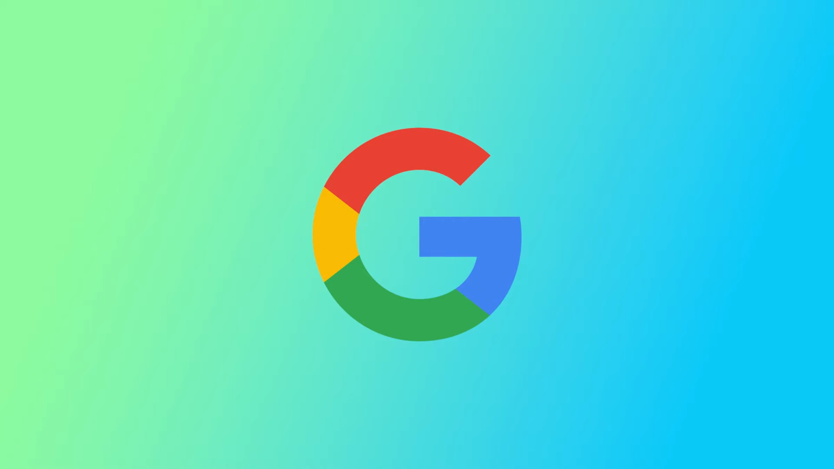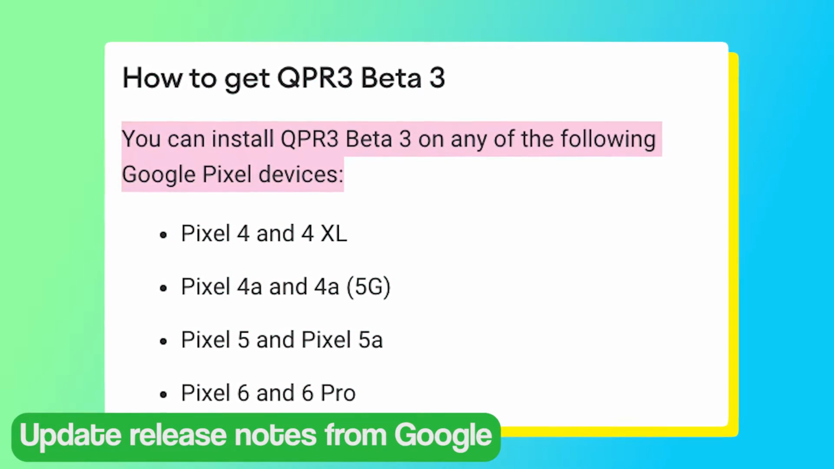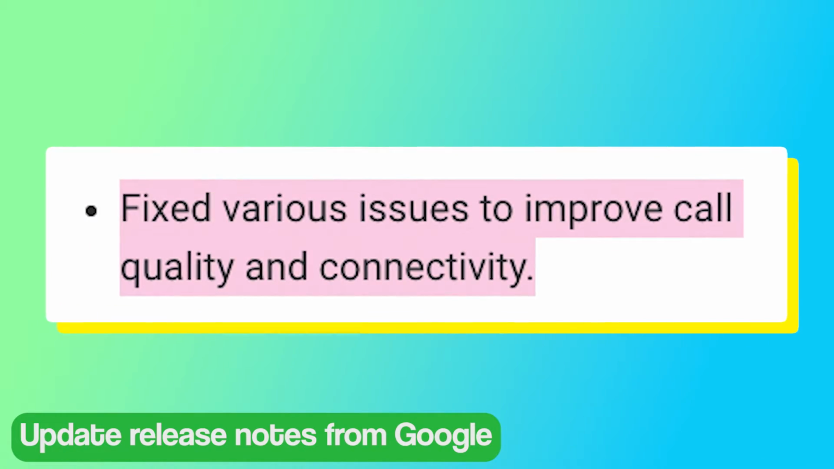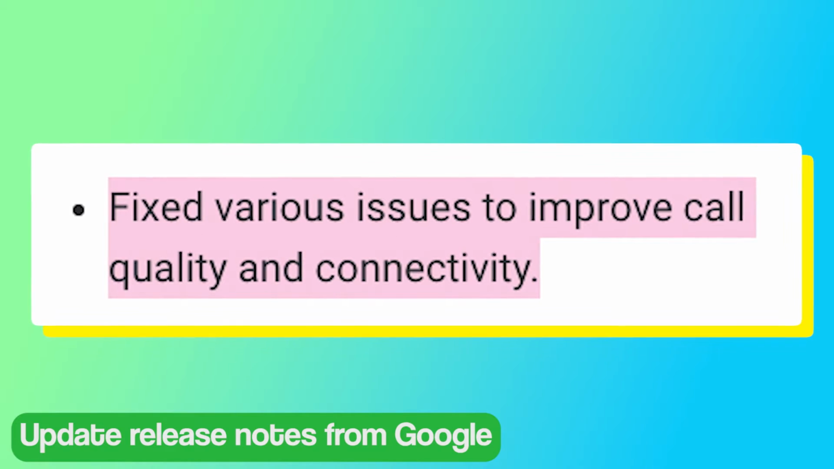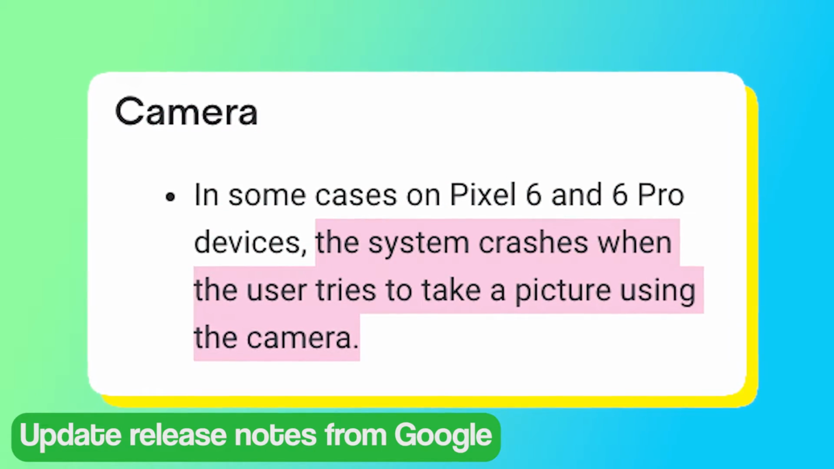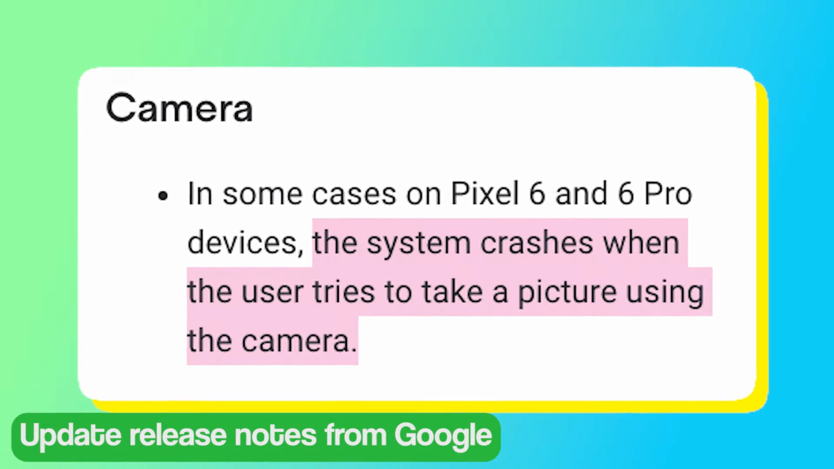Getting into some Google updates and bugs, Google released the Android 12 version QPR 3 Beta 3 for Pixel devices that brought fixes to improve the call quality and connectivity issues. This update also fixed an issue where the system crashed when using the camera on Pixel devices.